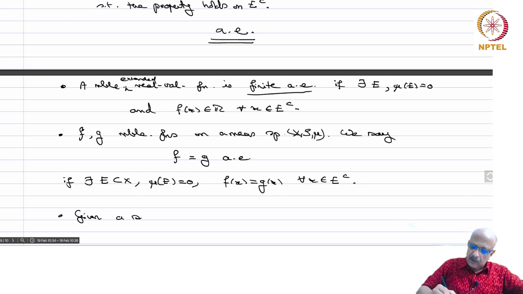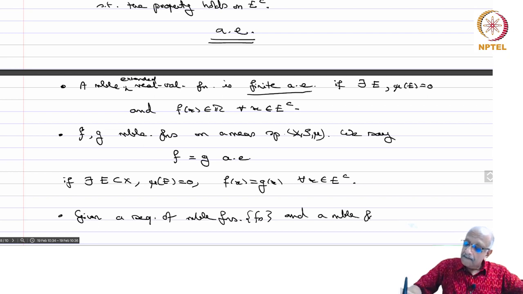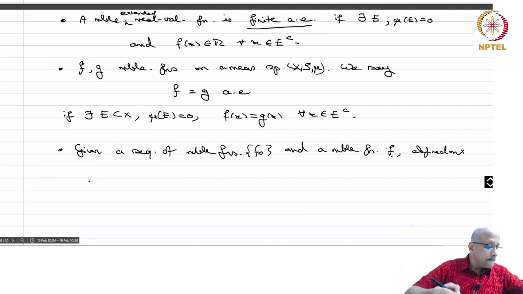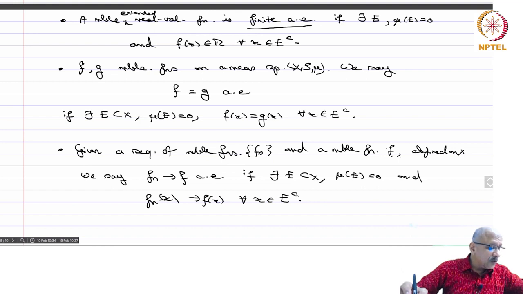Given a sequence of measurable functions f_n and a measurable function f defined on X, we say f_n converges to f almost everywhere if there exists E contained in X, mu of E equal to 0, and f_n of x converges to f of x for every x in E complement. So this gives you an idea of how we use the word almost everywhere.